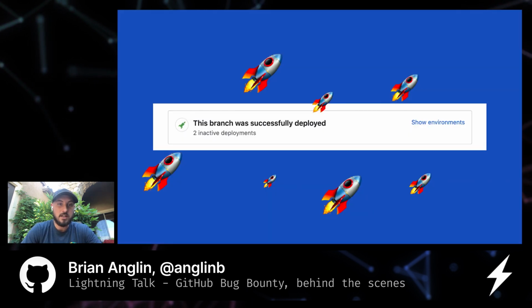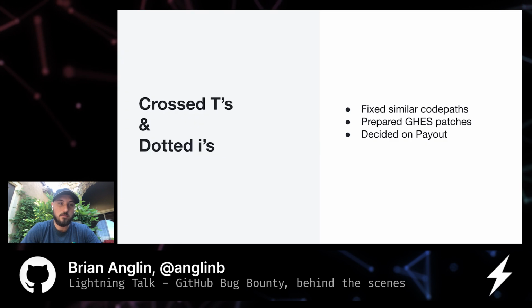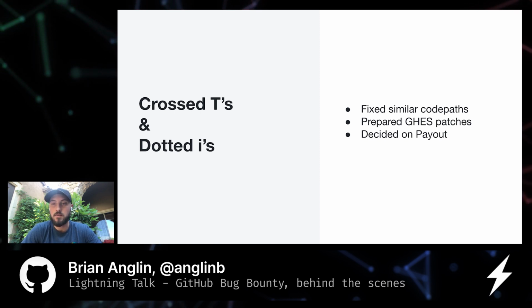Luckily, engineering got a fix deployed in about 3 hours. This is awesome. This means GitHub.com is no longer vulnerable to this issue. However, we have to make sure we cross our T's and dot our I's. We went through and fixed all similar code paths we identified. We prepared GitHub Enterprise Server backports, and we decided on a payout for the researcher.